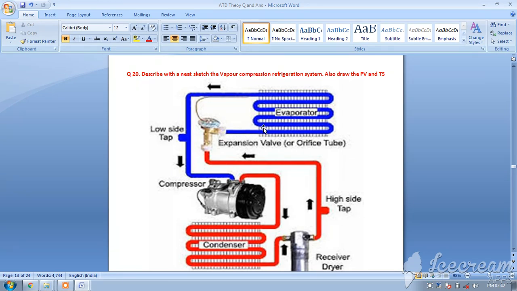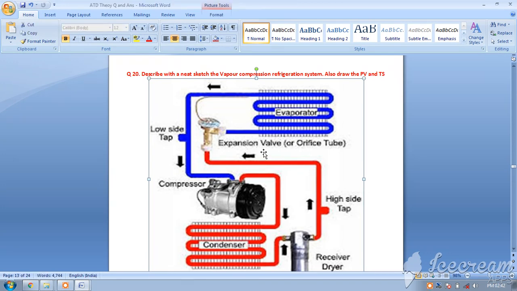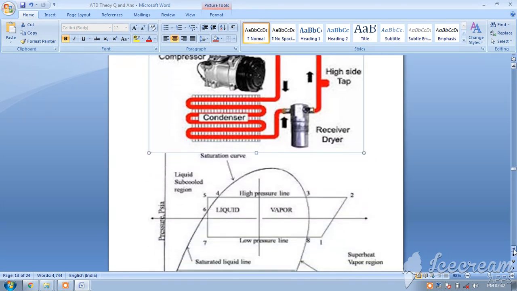The evaporator is inside your fridge. The compressor is at the bottom of the fridge, and the condenser is on the back side of the fridge. If you want to see it in your house, you can see these components. And the expansion valve, or a small capillary tube, is also at the bottom near the compressor. So this is about the major components of the vapor compression system.